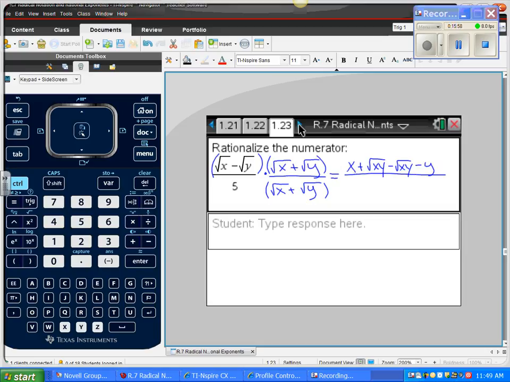In the denominator, we're just going to distribute. And then if you look in the numerator, what happens to those two center values, square root of xy minus the square root of xy? Those cancel out. And we're left with x minus y over 5 square roots of x plus 5 square roots of y. That's rationalizing the numerator. Okay.